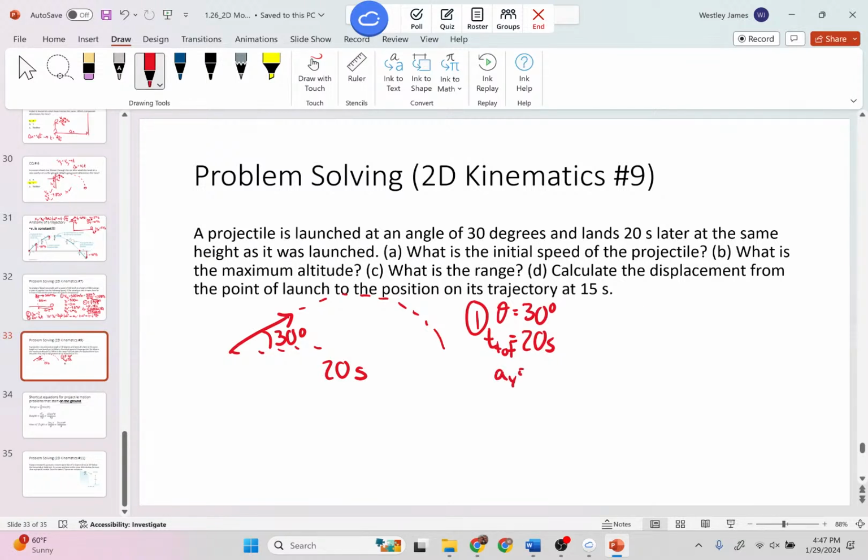And literally the only other thing we know is that gravity is 9.8 meters per second squared. That's it. And from just this tiny piece of information, we can find everything.